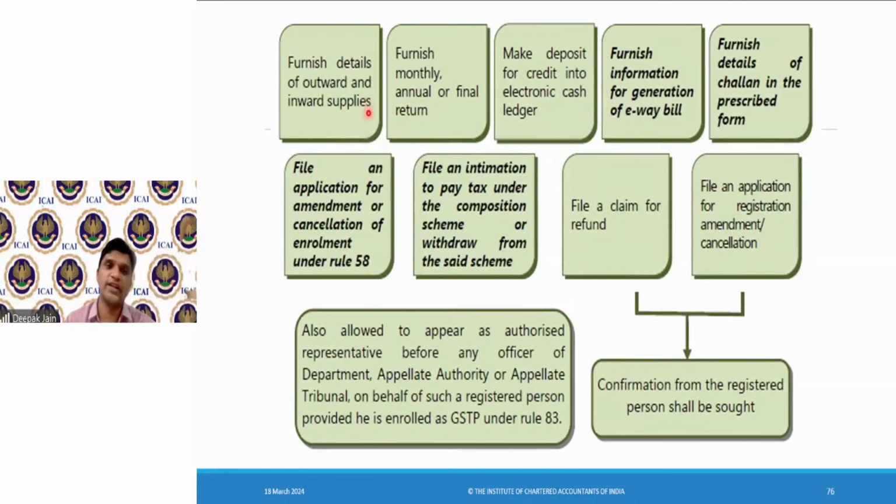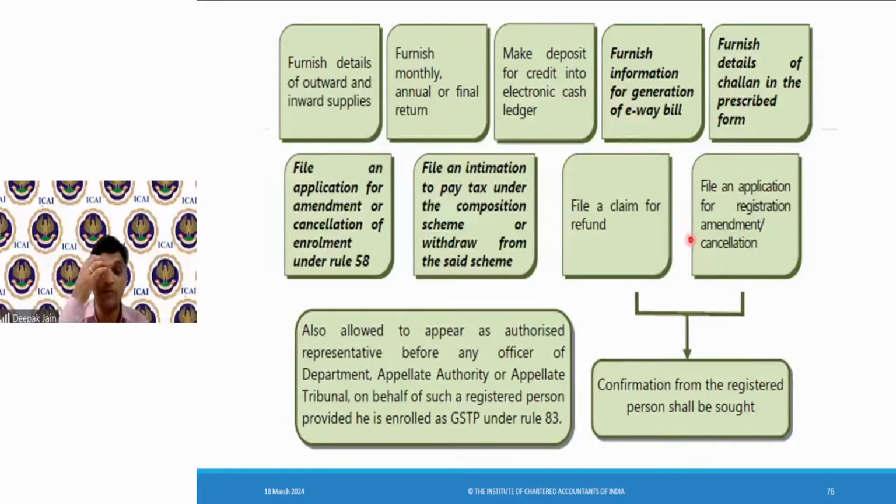You can furnish the details of outward and inward supplies, file the monthly returns, make deposit for credit in the electronic cash ledger, furnish information for e-way bill, furnish details of challans, make an application for amendment or cancellation of enrollment, file an intimation to pay tax under composition scheme, file a claim of refund, file an application of registration or amendment. But इसके लिए confirmation from registered person will be sought for these two things.